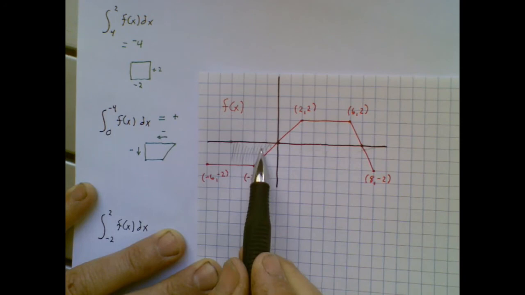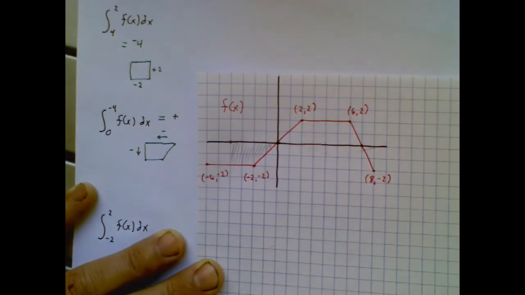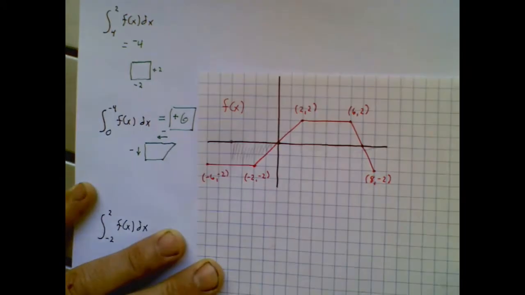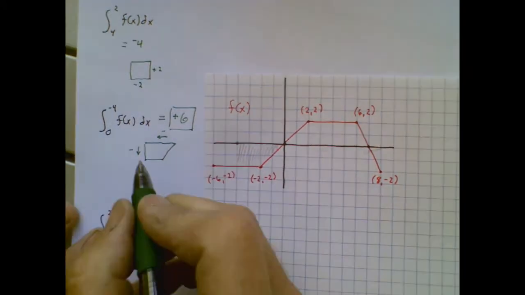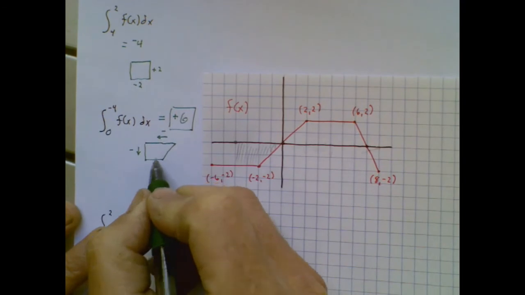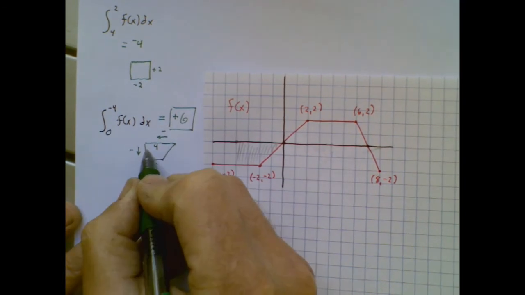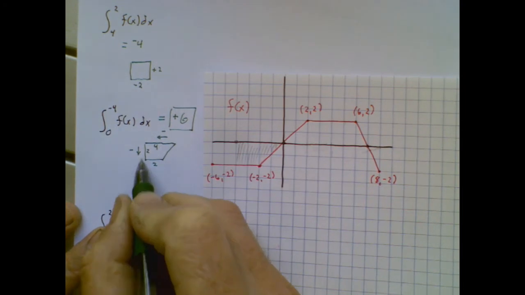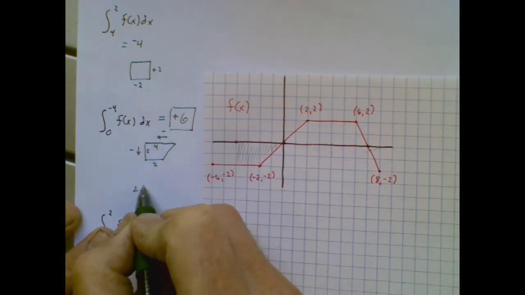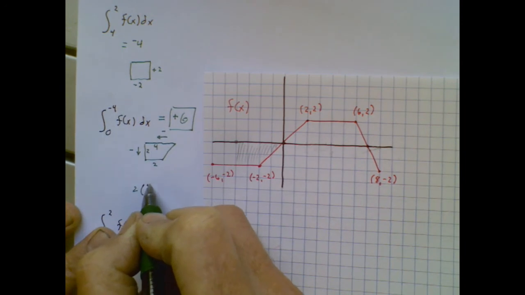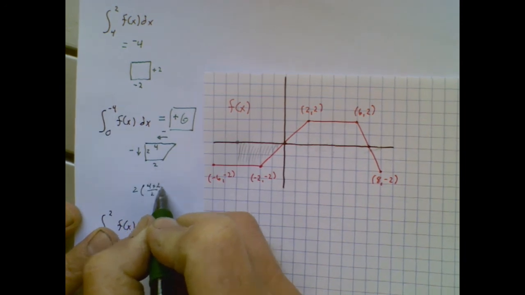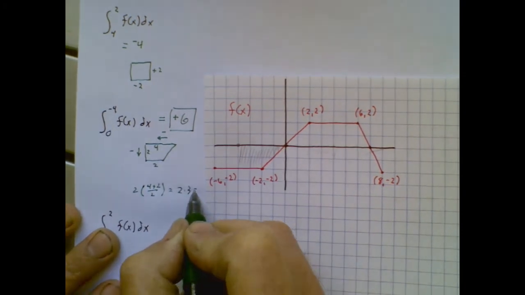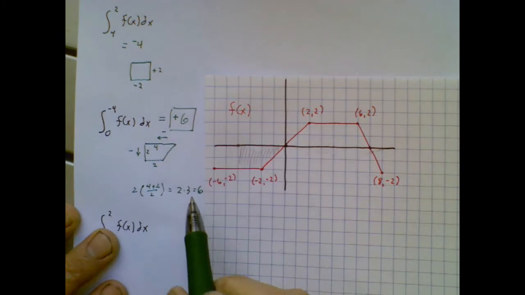3, 4, 5, 5.5, 6, or I can use the trapezoid formula. That's a 2, that's a 4, that's a 2. And for me, the trapezoid formula says take that perpendicular piece and multiply it by the average of those two parallel pieces, which is 2 times 3, which is 6.